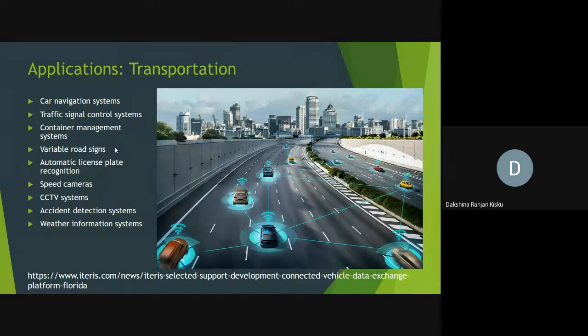And the next application, if we consider transportation, then in transportation, machine learning algorithms are used in car navigation systems, traffic signal control systems, container management systems, variable road signs, automatic license plate recognition, speed cameras, CCTV systems, accident detection systems, and weather information systems. So these are the major areas in transportation where machine learning algorithms are used successfully.